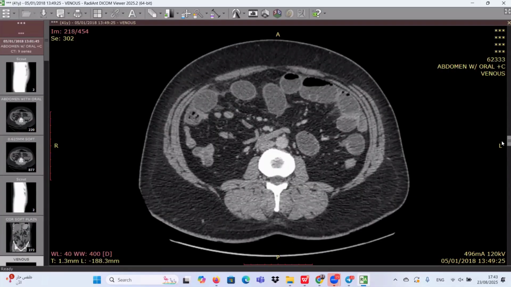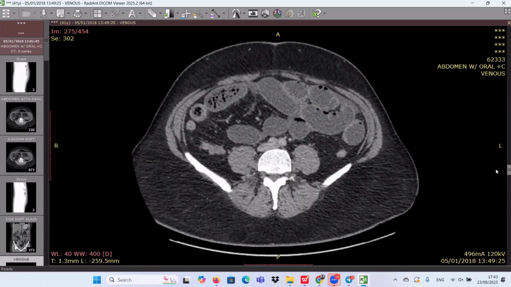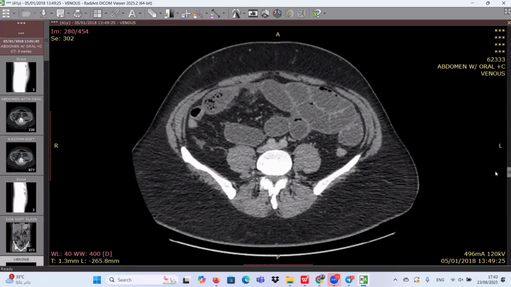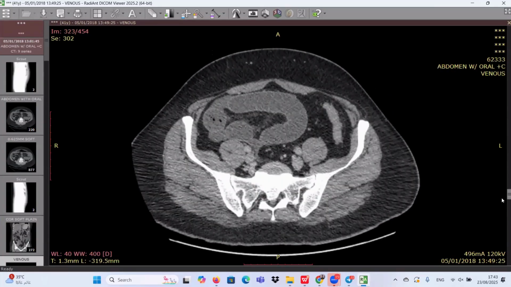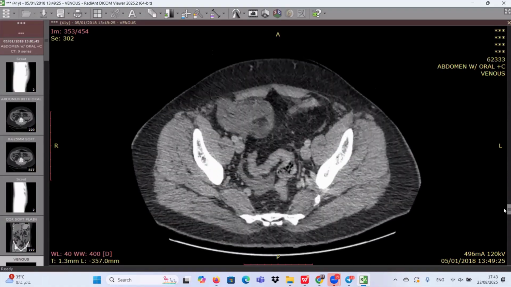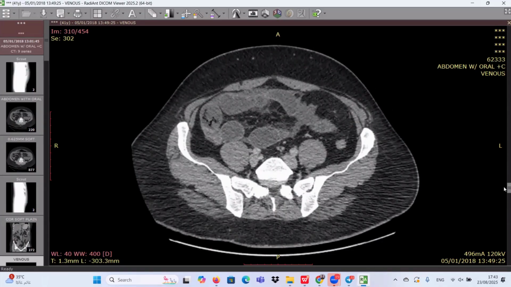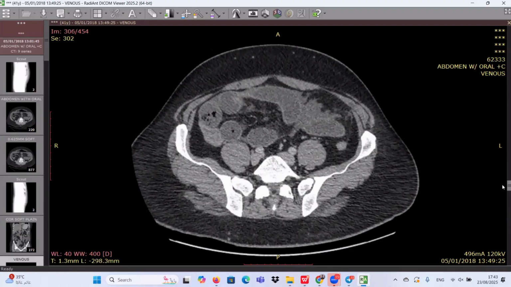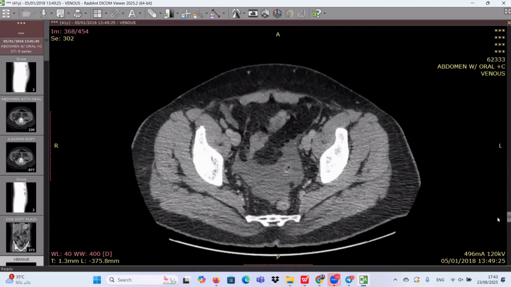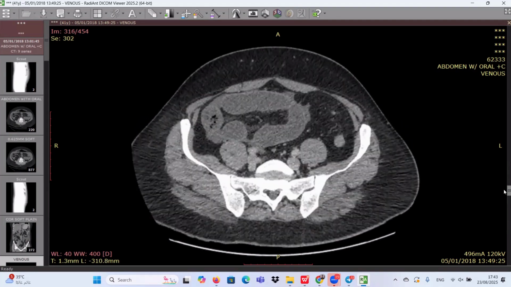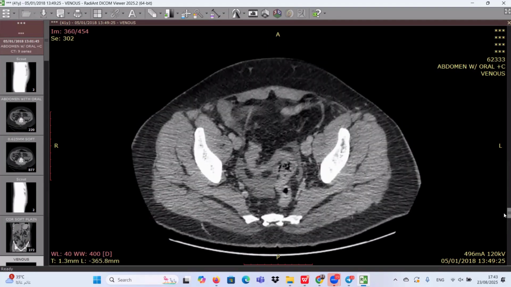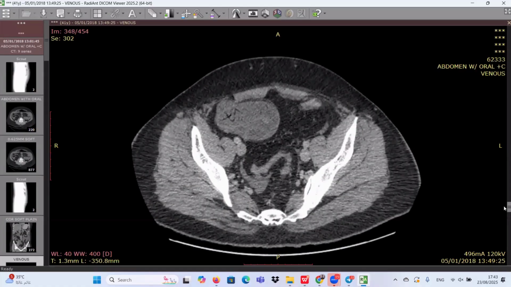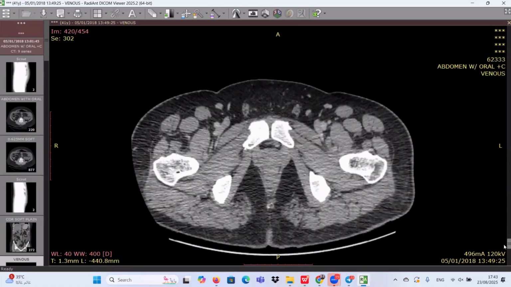I'm looking at the ileocecal junction. There is a dilated loop of small bowel in the lower abdomen, which is showing some internal air density, suggestive of the small bowel feces sign. Yes, you're right. Suggestive of small bowel obstruction. Okay. I will trace the bowel to look for the transition point.